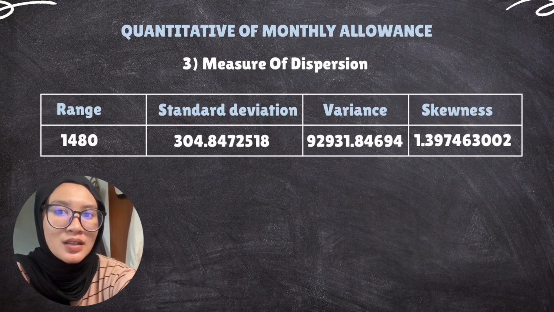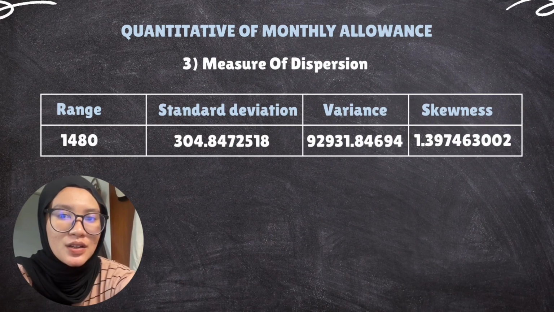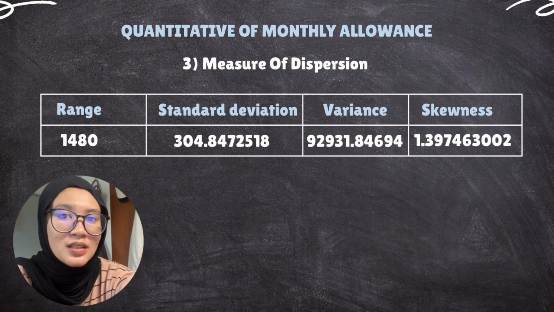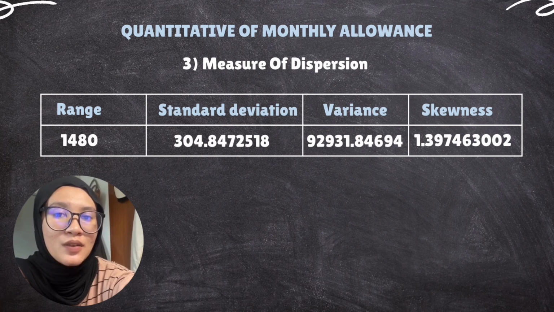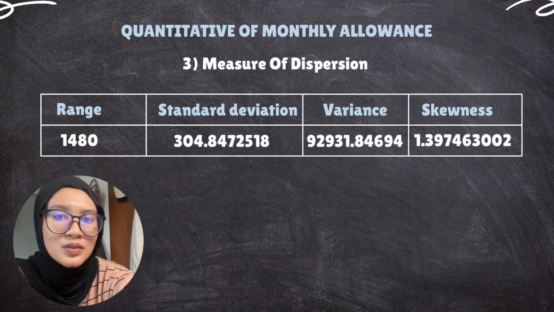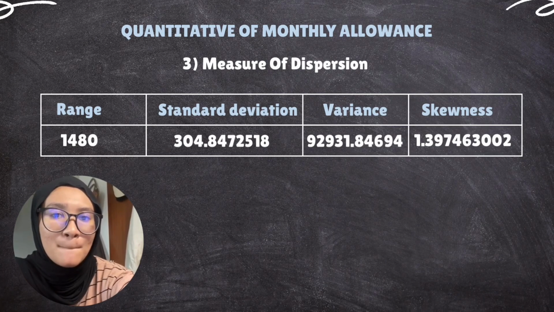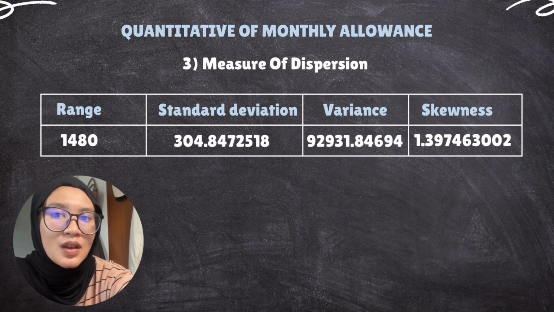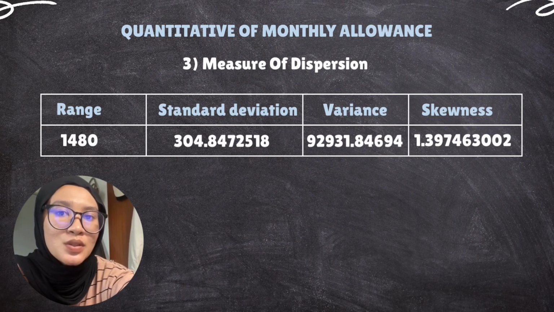For this slide, we're looking at how spread out the monthly allowance data is. The first is the range. The range is 1,418, which shows the gap between the lowest and highest allowance. The standard deviation is 304.847, meaning students' allowances are quite different from one another. The variance is 92,931.84694, which also shows that the data is widely spread. The skewness is 1.397, so the data is positively skewed.